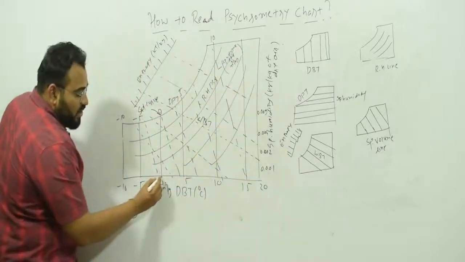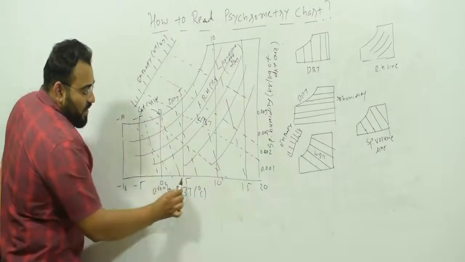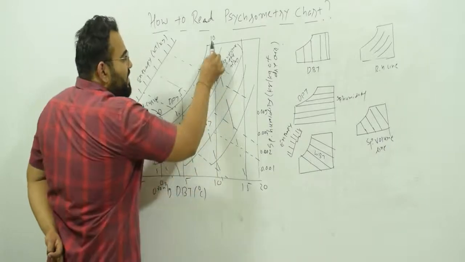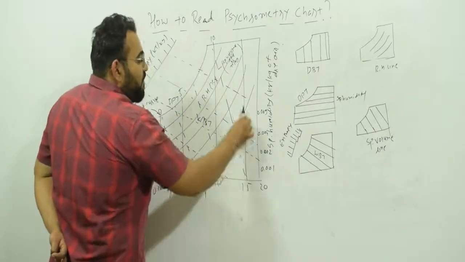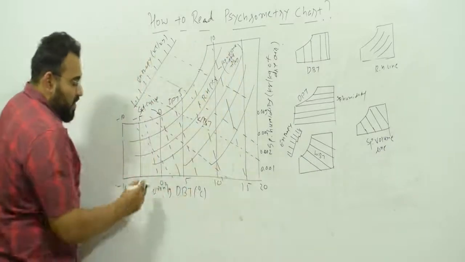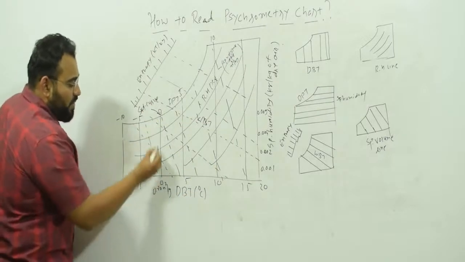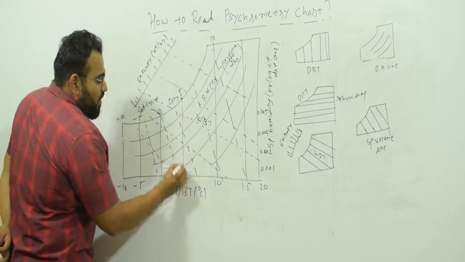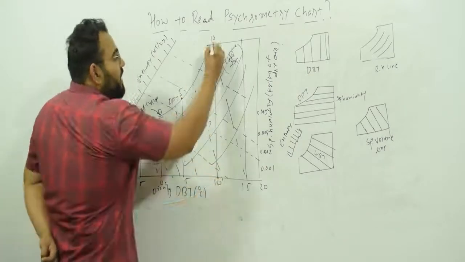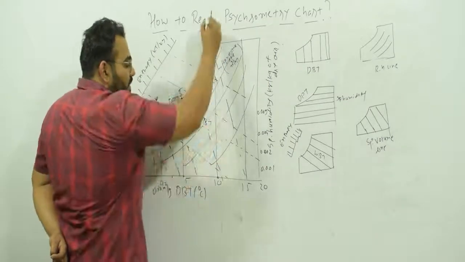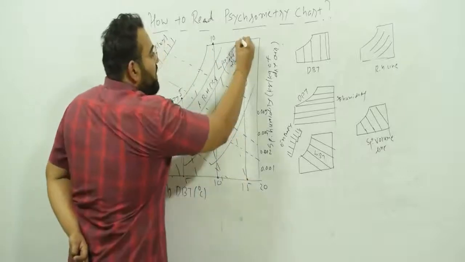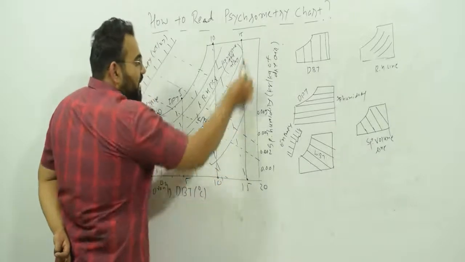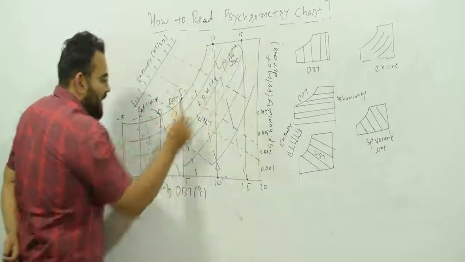Here you can see the 0 degree Celsius dry bulb temperature line, here the 5 degree Celsius line, here the 10 degree Celsius line, and here the 15 degree Celsius line. So this is the 0 line, this is the 5 degree dry bulb temperature line, here the 10 degree line, and the same for 15 degree. Connecting the 15 degree points gives a vertical straight line, which is a dry bulb temperature line.